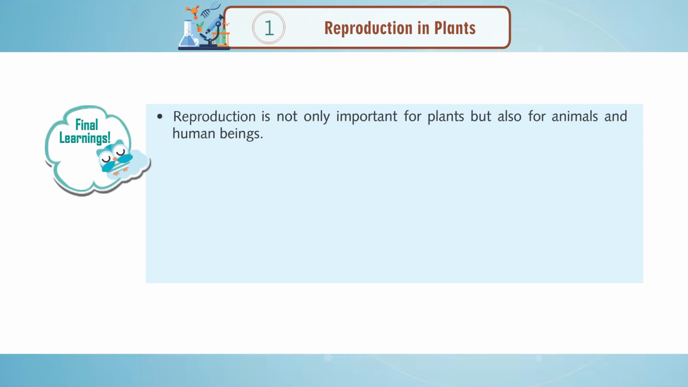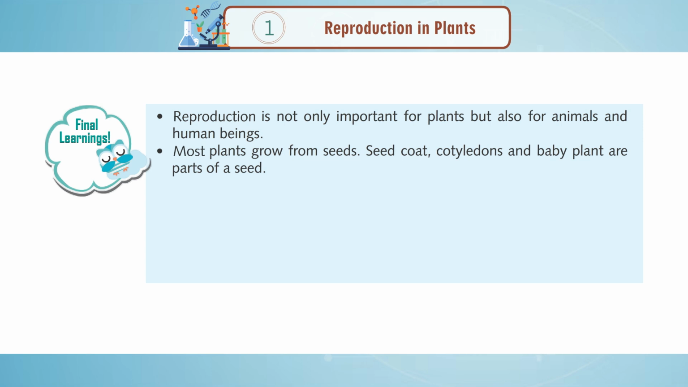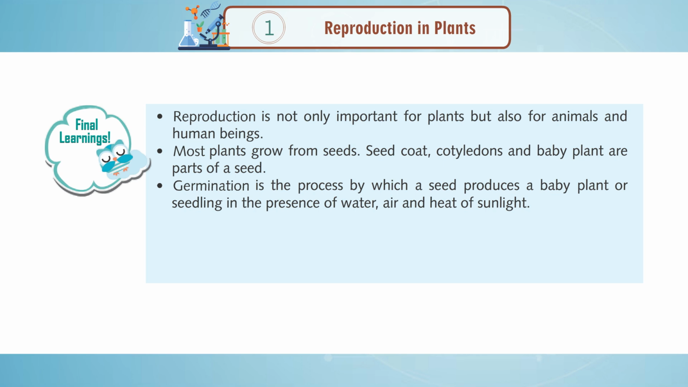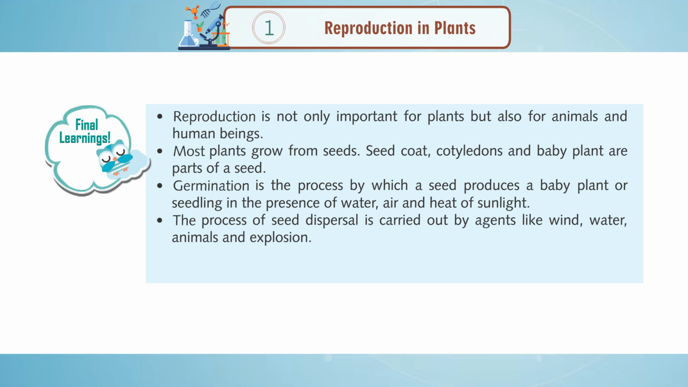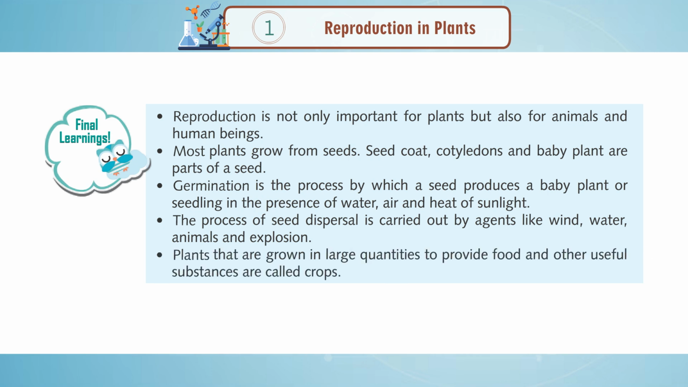Final learnings. Reproduction is not only important for plants but also for animals and human beings. Most plants grow from seeds. Seed coat, cotyledons and baby plant are parts of a seed. Germination is the process by which a seed produces a baby plant or seedling in the presence of water, air and heat of sunlight. The process of seed dispersal is carried out by agents like wind, water, animals and explosion. Plants that are grown in large quantities to provide food and other useful substances are called crops.